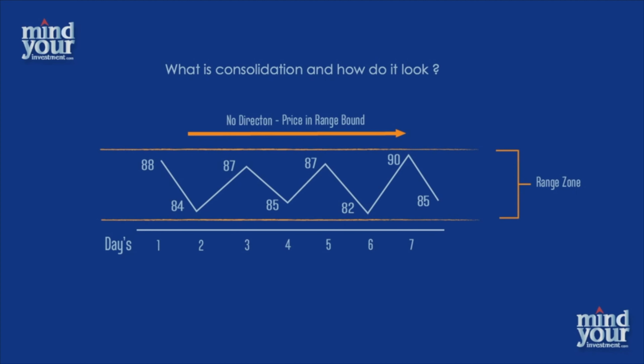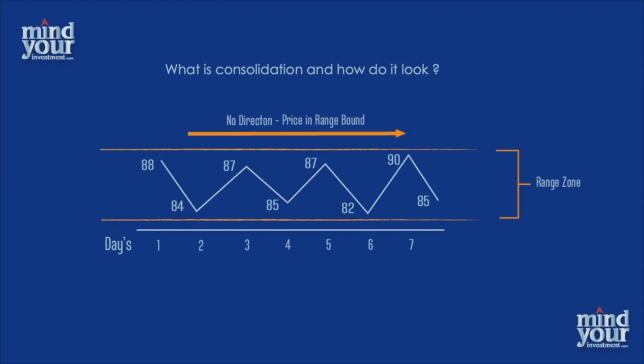Now here you'll see that there's this white line which is suggesting that the price of the asset over the past 7 days was range bound. So it started at 88, then it fell down to 84, then it went up to 87 again, fell down to 85, and then again 87, then 82, 90, and then finally 85. So this is the entire past 7 days price list. Now during this period, the stock never crossed the mark of 90 on the upper side and never fell below the mark of 82 on the lower side.